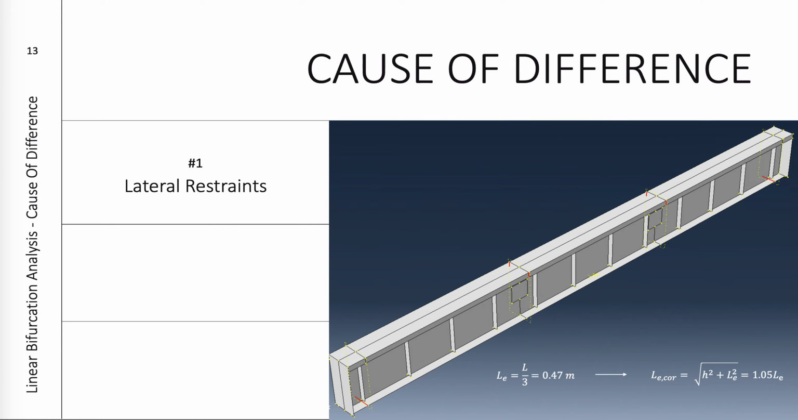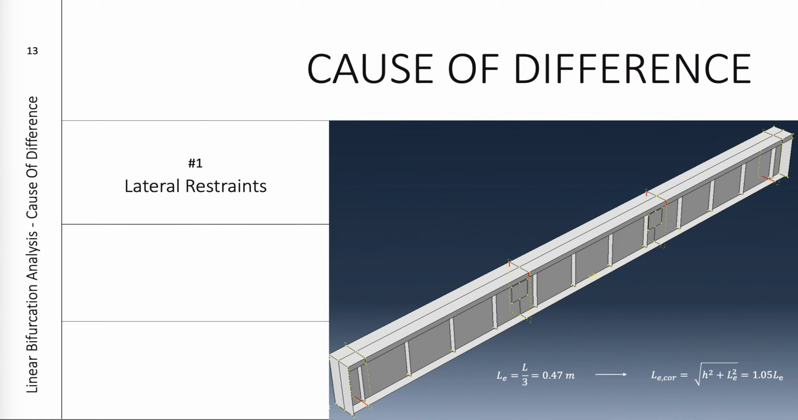There are many reasons that contribute to this difference. The first is how lateral restraints are defined. The beam was designed with the entire cross-section at both ends and third points fully restrained laterally. However, in the FE model, only the sections shown in red are restrained.